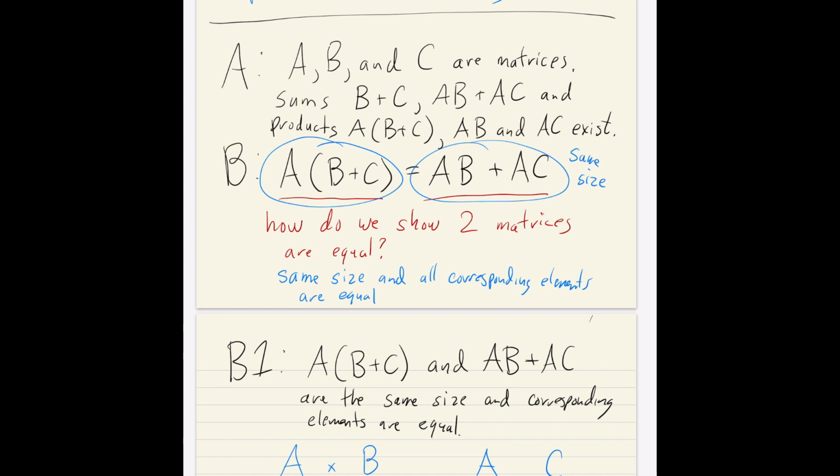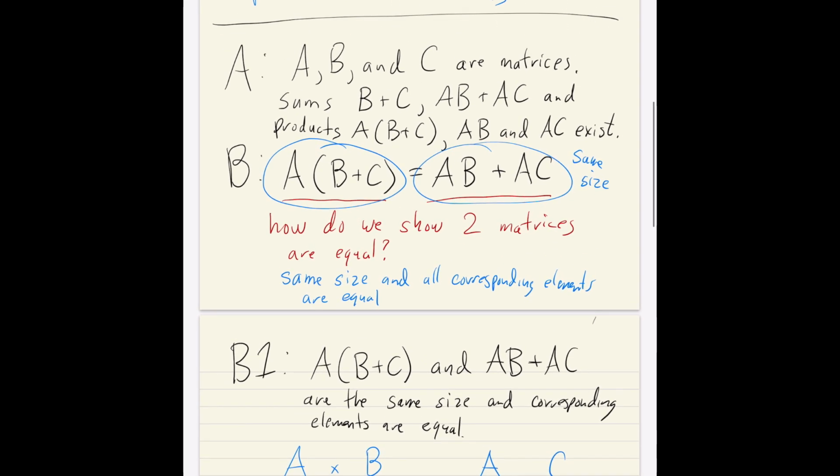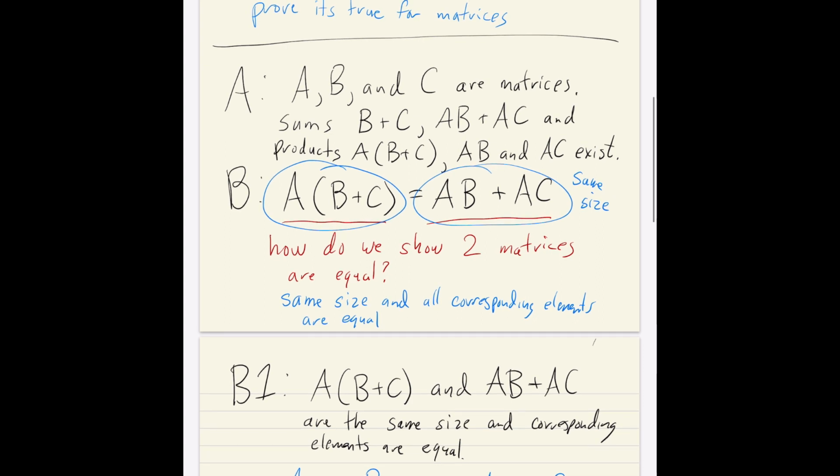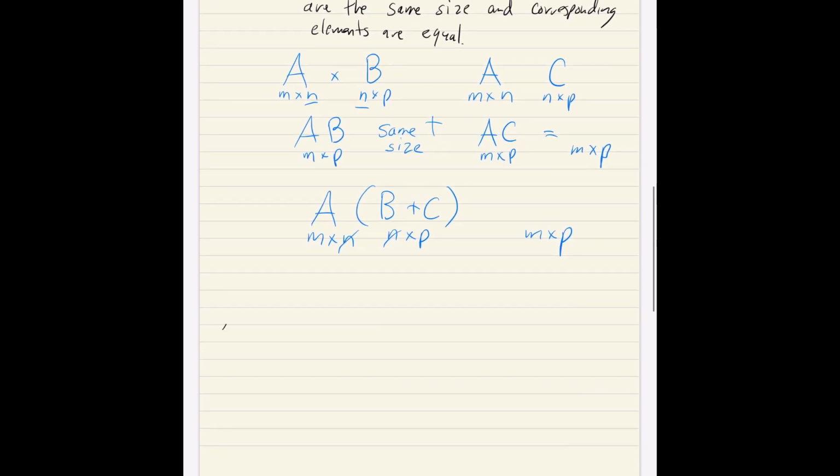And there's a definition for that. So this is from the book. This is something I can show from my assumption. I know the sums and the products exist. So we can call this next one our statement A1. And that'll come after A. From A1, we want to show that two matrices are equal using the definition.